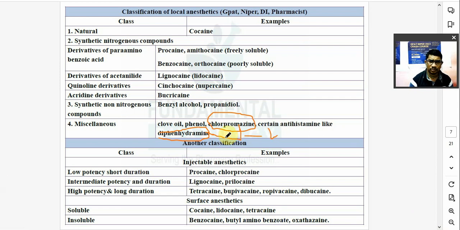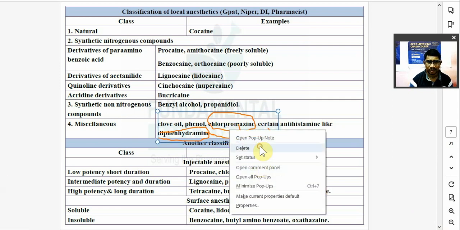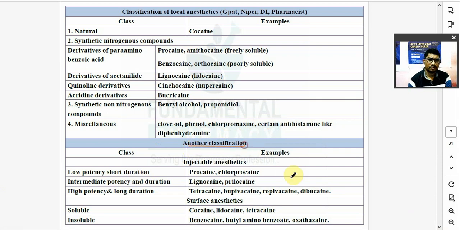Another classification of local anesthetic. Classification के ऊपर ज़्यादा फोकस कर रहा हूँ मैं क्योंकि इम्पोर्टेंट है. Another classification, so injectable anesthetic, class A क्या है? Injectable में low potency, low duration: procaine and chlorprocaine. Intermediate potency, intermediate duration: lignocaine and lidocaine. Injectable में ही high potency, long duration of action: tetracaine, bupivacaine, ropivacaine and dibucaine.